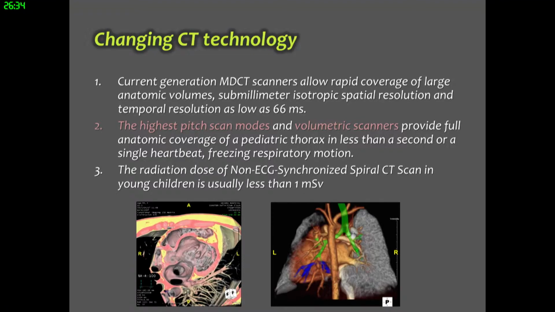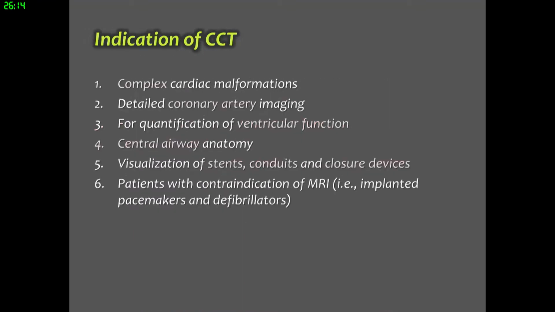The highest pitch scanners and volumetric scanners provide full anatomic coverage of a pediatric thorax in less than a second or a single heartbeat, freezing respiratory motion. The radiation dose of non-ECG synchronized spiral CT scan in young children is usually less than 1 millisievert.